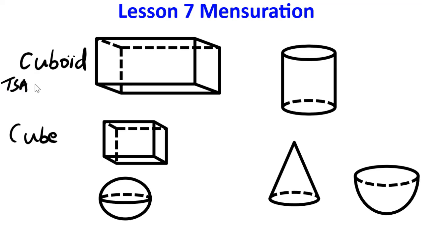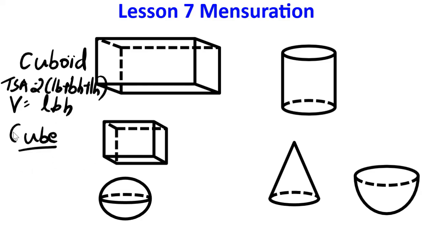As far as cuboid is concerned, to find out the total surface area, you have the formula 2(LB + BH + LH), and you have volume of a cuboid as length into breadth into height. This you studied last year. Regarding cube, the total surface area of a cube can be calculated by 6L² and volume by L³.